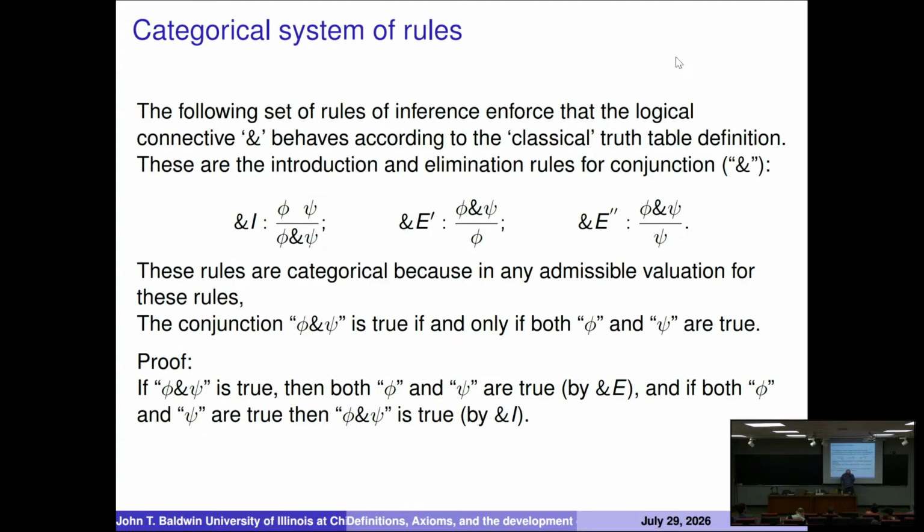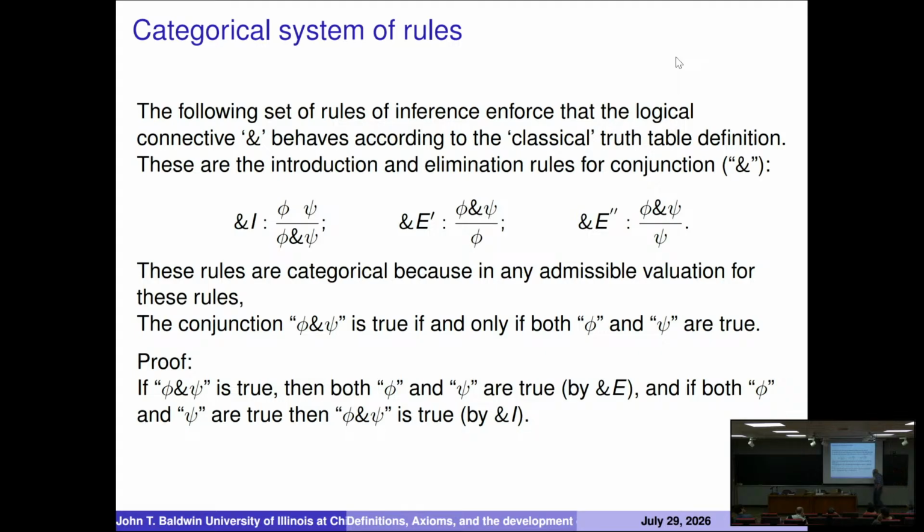All right, so for and, everything goes well. The and introduction says if you have phi and psi, then the conclusion phi and psi is true. And elimination says you can drop to either phi or psi. And then this gives you that phi and psi is true if and only if they're both true.